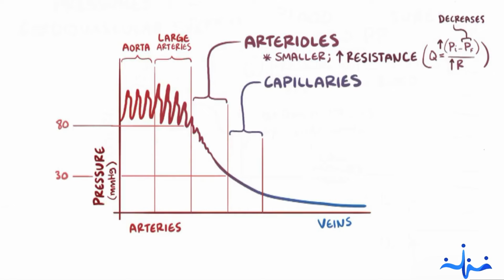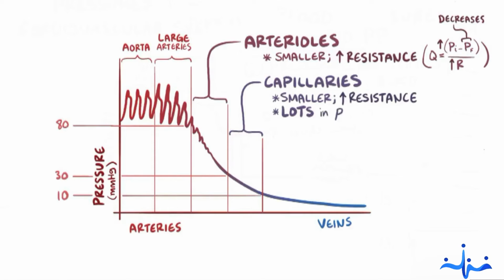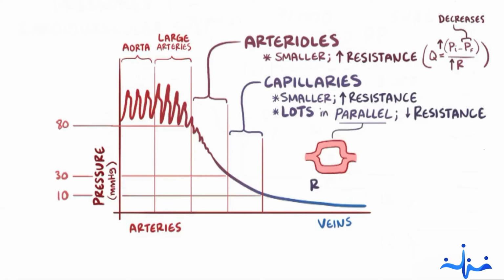Across the capillaries, the pressure drops from 30 to 10 millimeters of mercury. So the pressure drop is greater across the arterioles than the capillaries, even though the capillaries are even smaller, which means even more resistance. The pressure drop here is less though because there are so many capillaries that run in parallel to one another, and that helps to reduce the total resistance, since total resistance for vessels in parallel is less than the resistance in any one individual vessel.